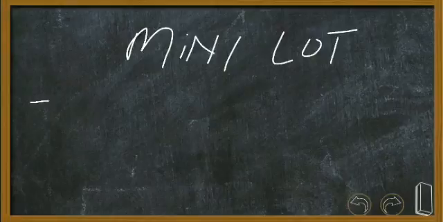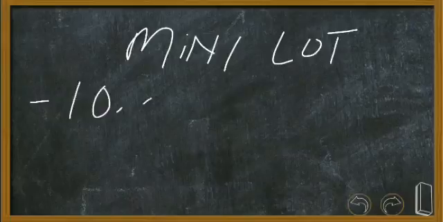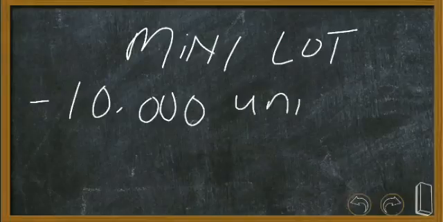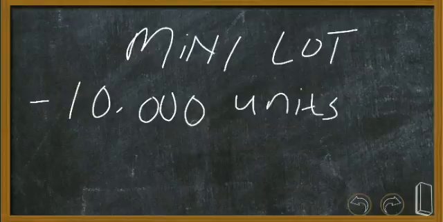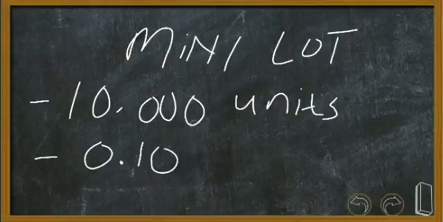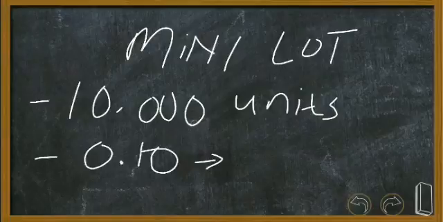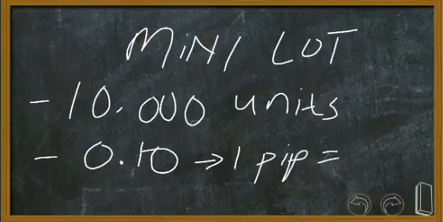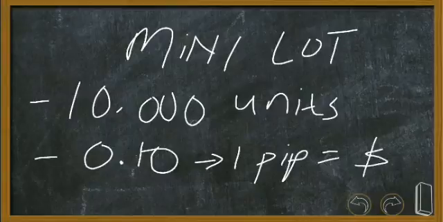This is equivalent to 10,000 units. Remember the first one, the standard lot, was equal to 100,000 units. That's 10,000 units of the base currency. So it will be written as 0.10 or 0.1, and for a pip, one pip will be equivalent to $1 for a mini lot. 1 pip will be equivalent to $1.